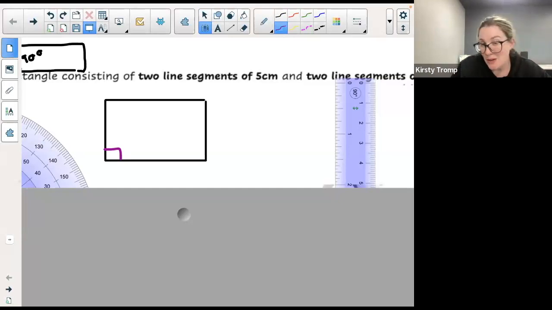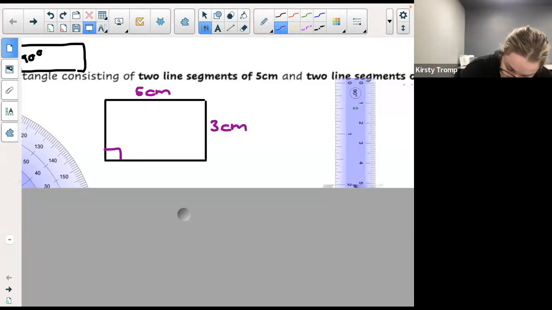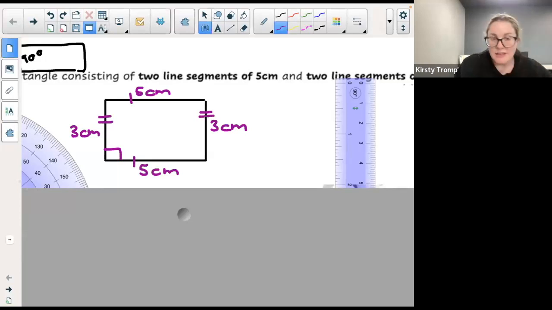Now there's different ways that we can say that the opposite sides are equal. We can either say that this side is 5 centimeters, this is 3 centimeters, 5 centimeters, and 3 centimeters. So that's one way to do it, okay? Or we can say that this side is equal to that side, and this side is equal to that side. Good, Tara Jane. Can't we do those little lines? Absolutely. There you go.